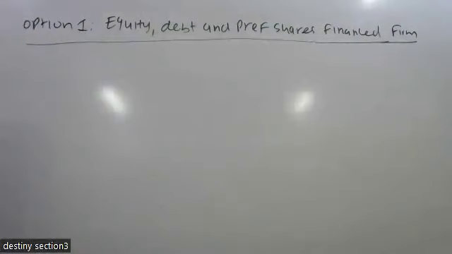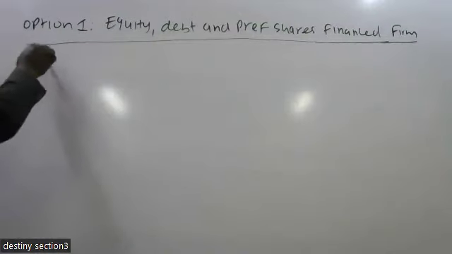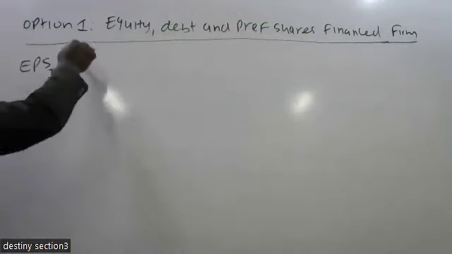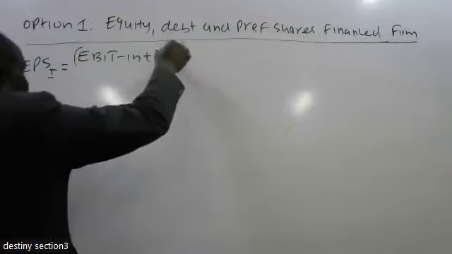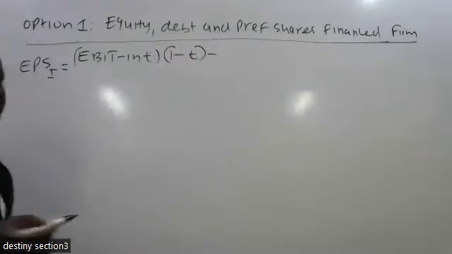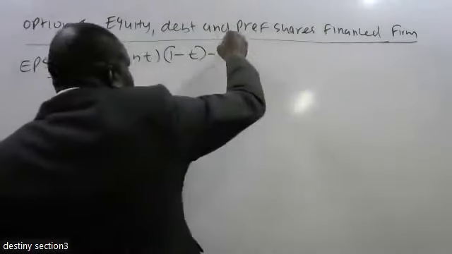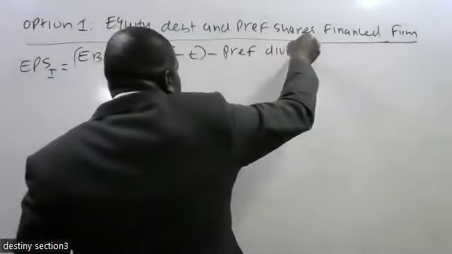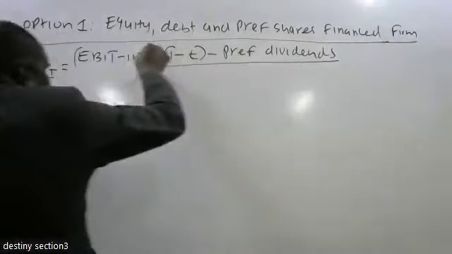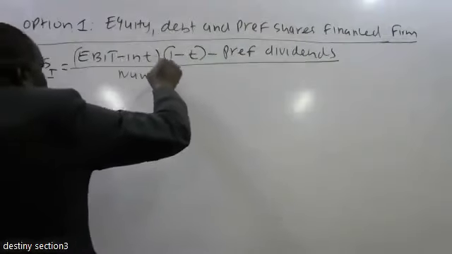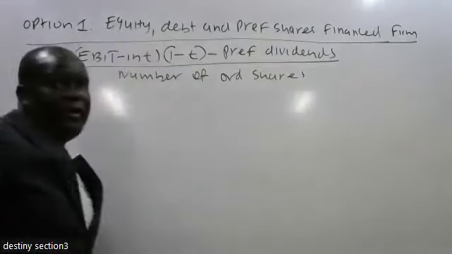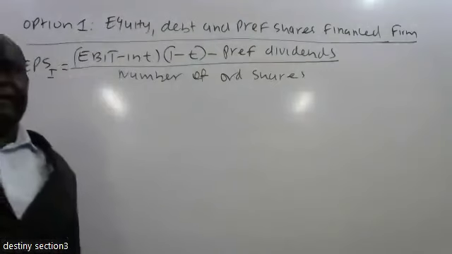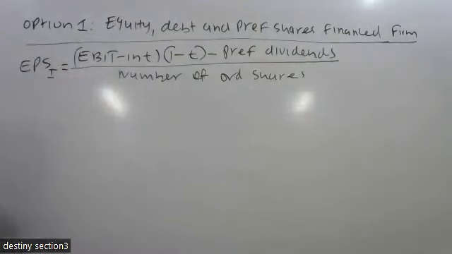So when it is equity, debt, and preferred shares financed, the earnings per share for option one should be given by earnings before interest and tax. We subtract interest, then times 1 minus the corporate tax. Then we subtract preference dividends, then we divide by the number of ordinary shares.